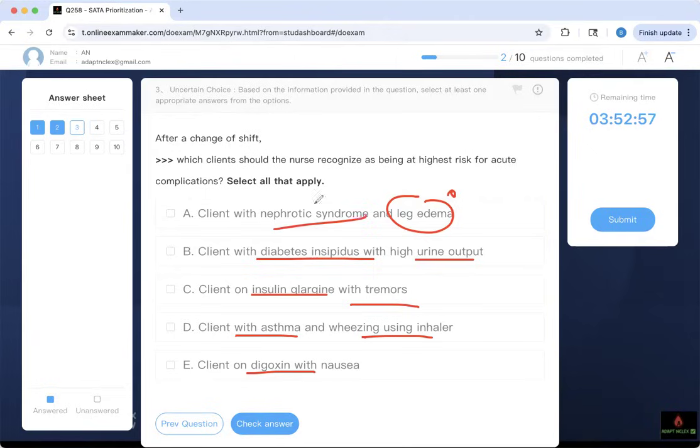Look, nephrotic syndrome, you're going to lose your protein. Edema, expected. Diabetes insipidus, you cannot hold on to what? Your water. You lose it because you don't have ADH. Don't worry about them. You are on glargine, insulin, and you have tremor. I'm worried about you. Hypoglycemia. I've got to worry about you. You have asthma. I expect you to wheeze, but you're being treated. Inhaler. Good. Digoxin, GI symptoms, bad.